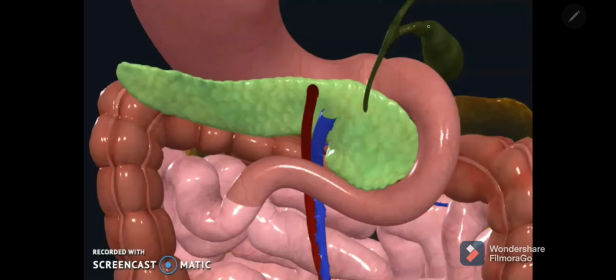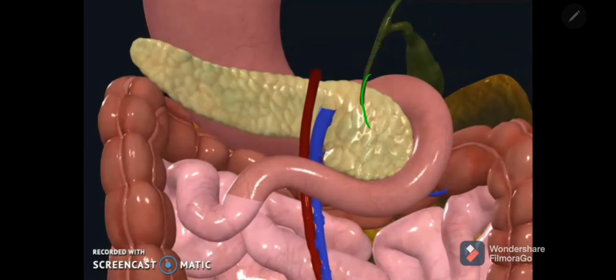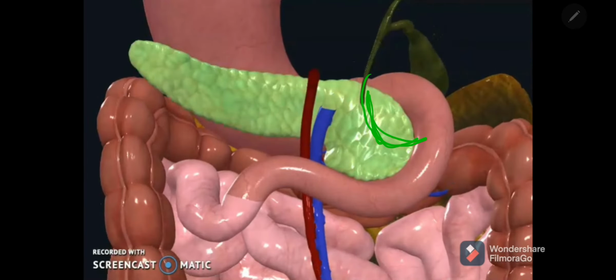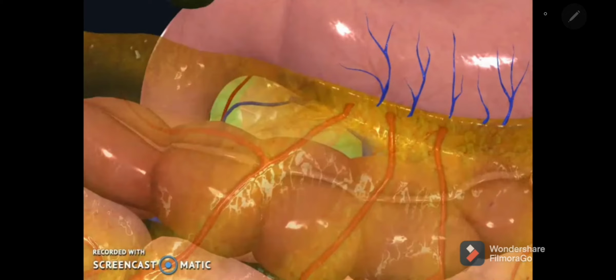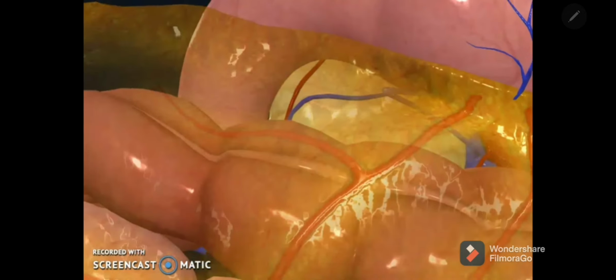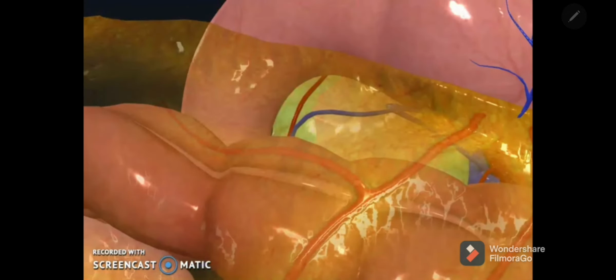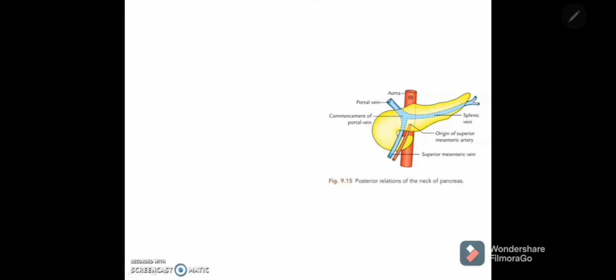Here you are noticing the common bile duct, which will open into the second part of the duodenum by passing posterior to the head of the pancreas. And you can notice here these are the, so remember, three borders and two surfaces and an uncinate process.